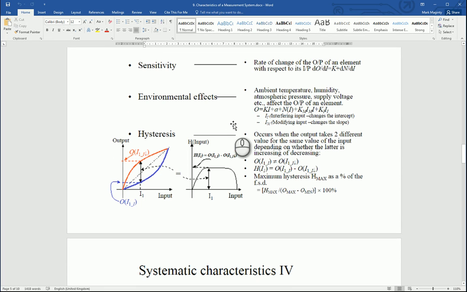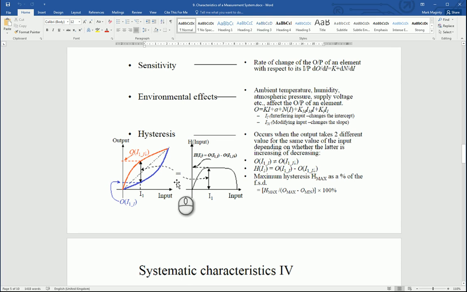Environmental effects, there's a few different ones. There's two sort of categories to fall into: interfering input and the modifying input. One changes the gradient or the slope, which is the modifying input, and then there's the environmental interfering one, which changes the intercept point of your chart.